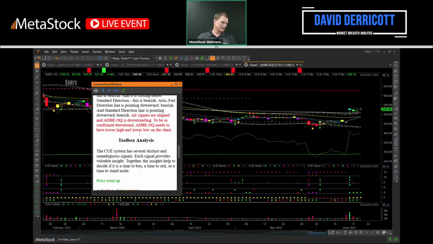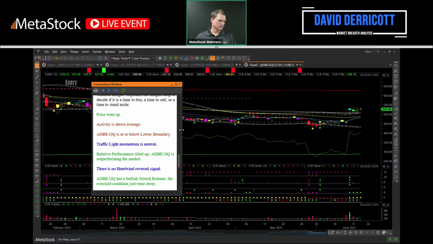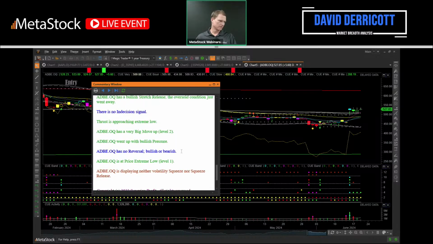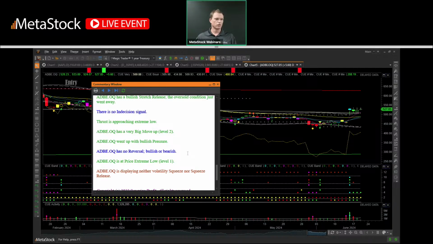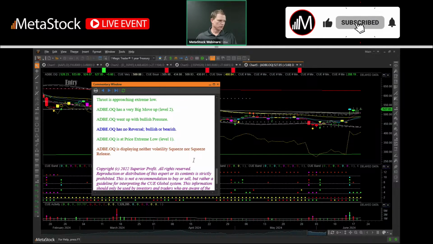Then into the trend analysis, all signals are aligned and Adobe is trading to be in a confirmation downtrend. But you need to have a lower high and a lower low on the chart in order to enter. So what's really good with this particular add-on, like I said, this is different than any add-on that we have. It looks for the trend, acceleration in the market, the pullbacks, and continuation patterns. So you know exactly if you should be getting in and out.